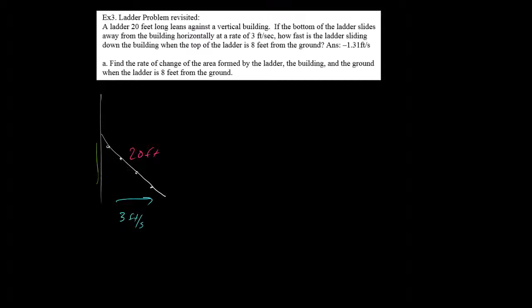So we wanted to find this. So this will be the change in y. How fast is the ladder sliding down when the ladder is 8 feet from the ground? So this was our dx/dt, and we called this distance here x. We called our green distance here y.